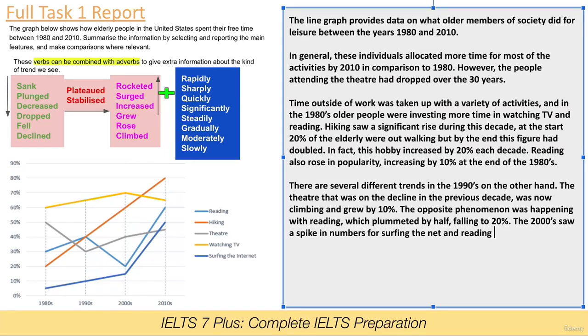And then we could talk about their numbers in 2010. So by 2010, surfing the net was at 50%, and reading was at 60%. And I like this word, respectively. So surfing the net by 2010, 50% and 60% respectively.